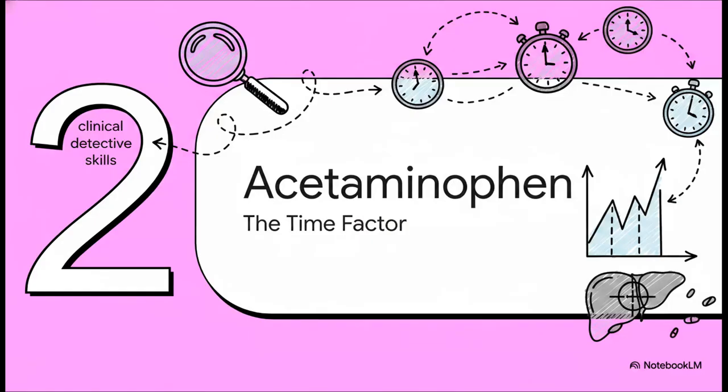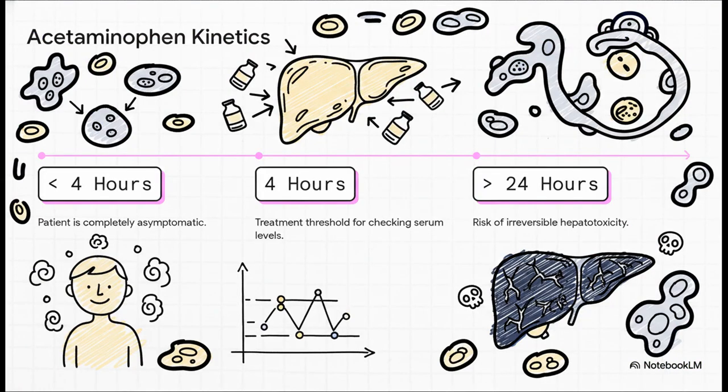Moving on to part two, acetaminophen kinetics, the time factor. Let's map out the diagnostic dividing line here, shifting from the initial ingestion all the way to irreversible hepatotoxicity. The thing about acetaminophen is that it's incredibly insidious, mostly because it is completely asymptomatic during the first 24 hours. The patient feels totally fine, right? But meanwhile, their hepatic glutathione stores are quietly being depleted.